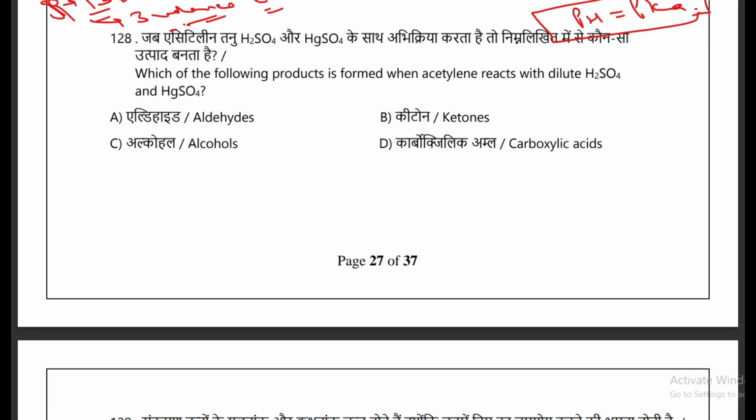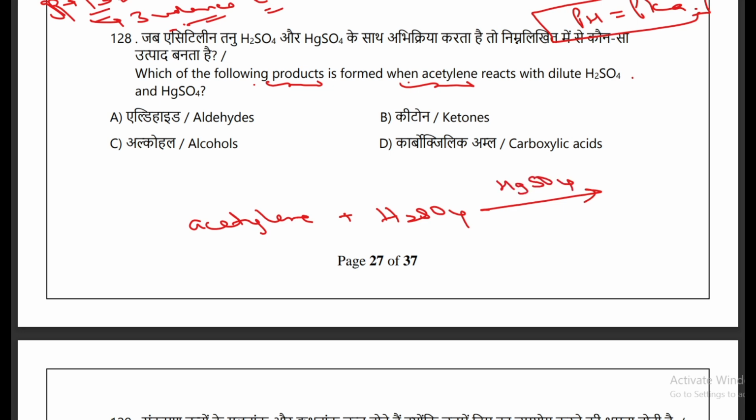In the next question, which of the following products is formed when acetylene reacts with dilute sulfuric acid in the presence of mercuric sulfate? Which final product will be formed? In this case your correct answer is ketones.